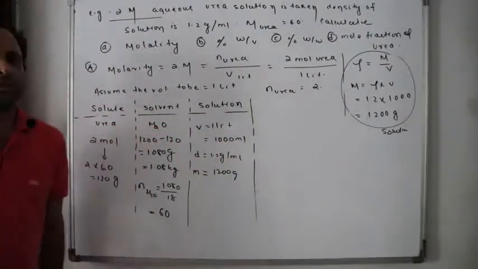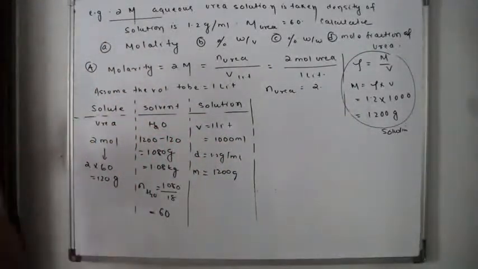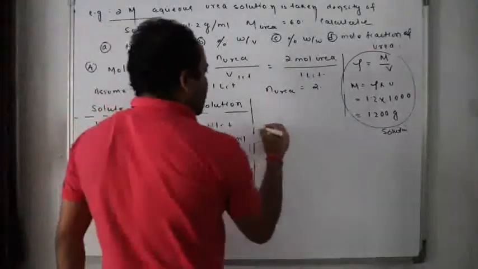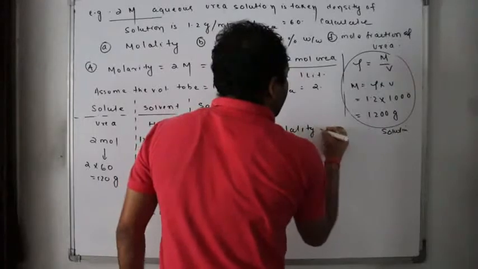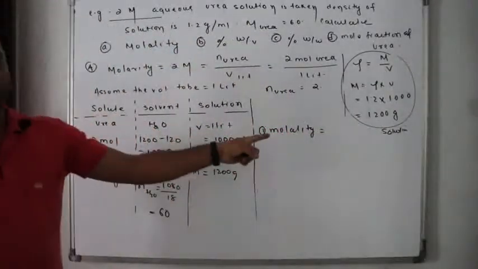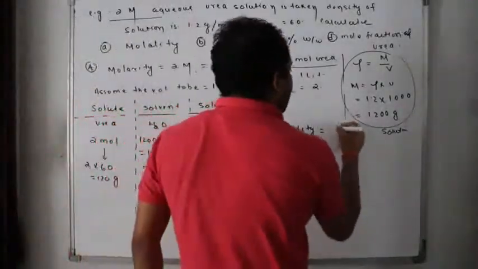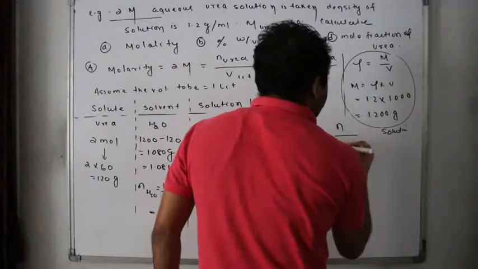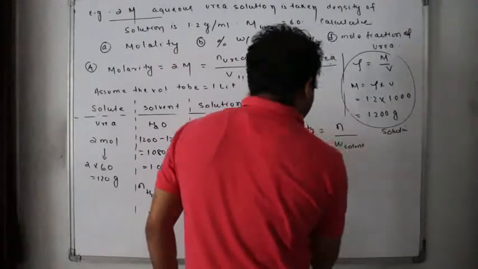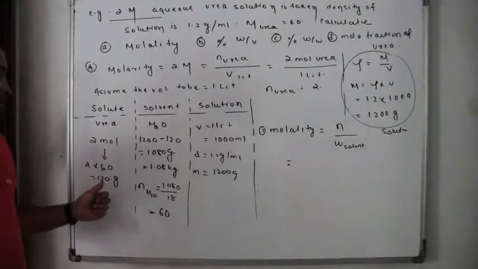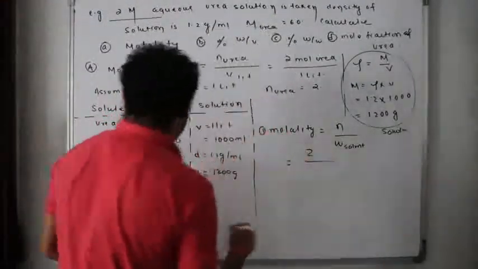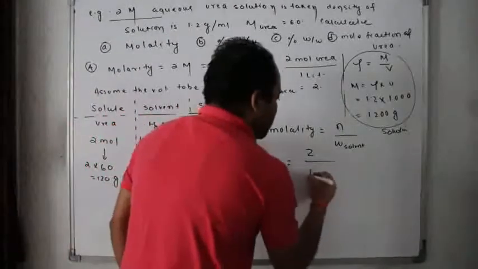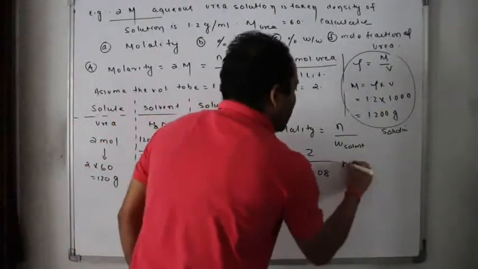Now come for any solution, you will rock this stage. Step concept number 1, molality. How to find the molality? Is it number of moles by mass of solvent in kg? Now tell me, how many number of moles are there? 2. By mass, how much? Mass of solvent is how much? 1.08. 1.08 molal. Done.